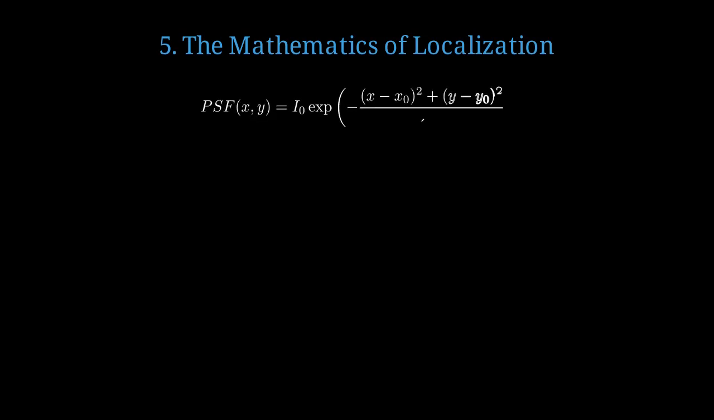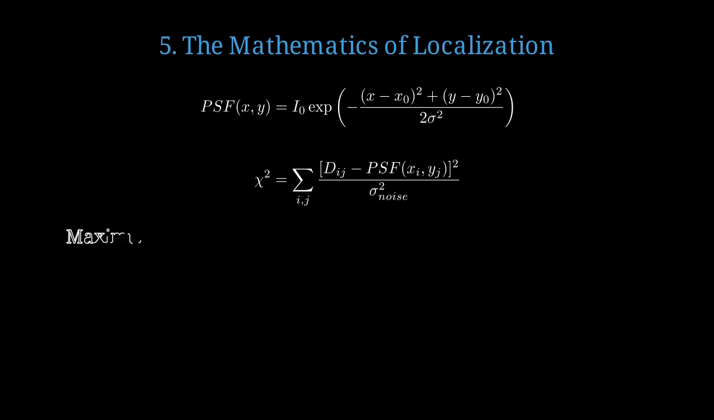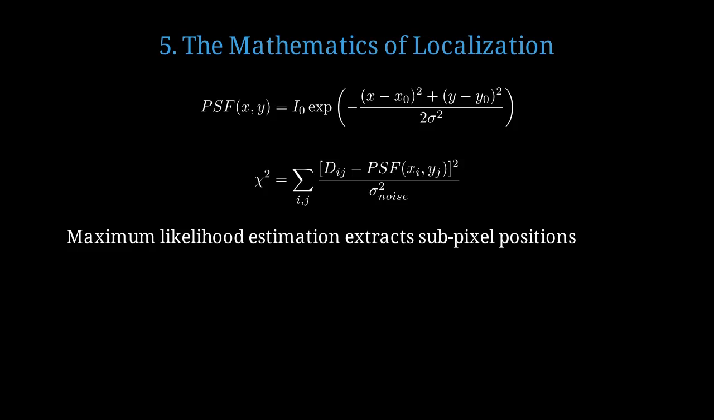The point spread function is approximated as a 2D Gaussian, with center at x0, y0, and width sigma determined by the diffraction limit. We fit this PSF to the measured data by minimizing chi-squared, the sum of squared differences between data D and model PSF weighted by noise. Maximum likelihood estimation allows us to determine the molecule position with precision much better than a single pixel, typically reaching 1/10 of a pixel or better.